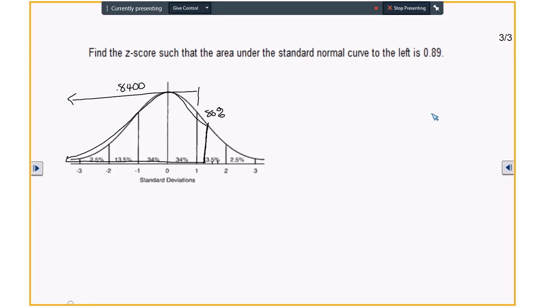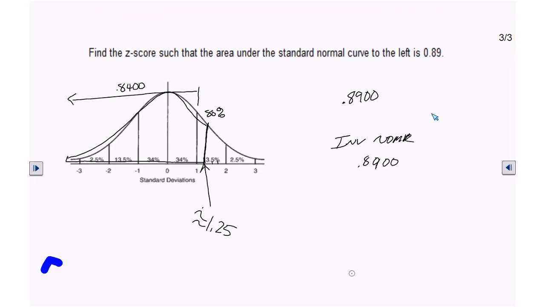Okay, so I'm thinking this is 0.25. I'm thinking roughly 1.25 is what I'm thinking. And I have no idea, so I'm going to put it in my calculator. Now, if you're using the table, you've got to find a number that's closest to 0.89. And you can do that in your table, but I'm going to do inverse norm of 0.8900. And somebody tell me what you get.